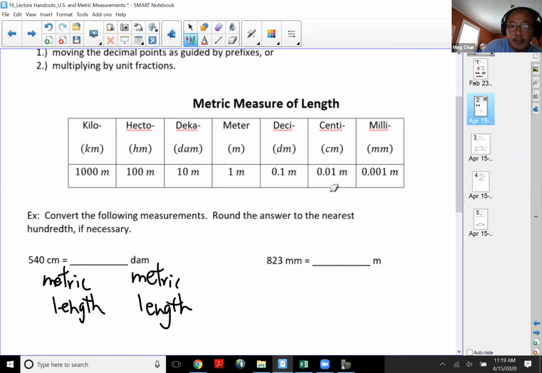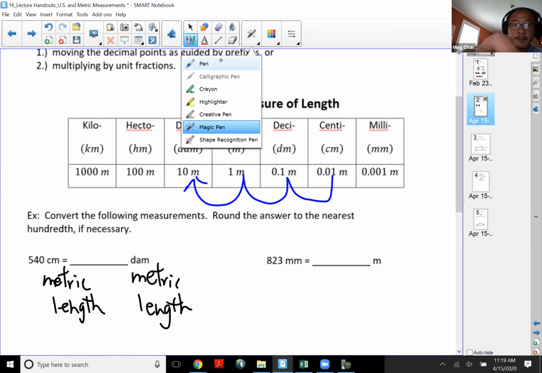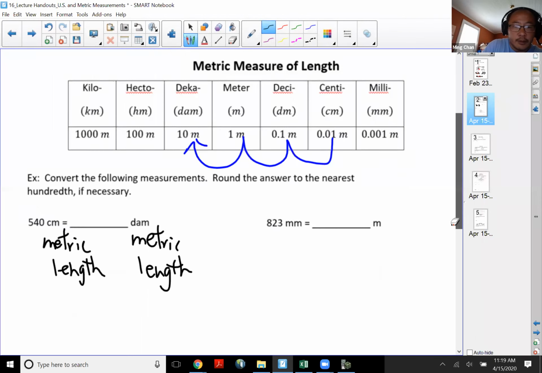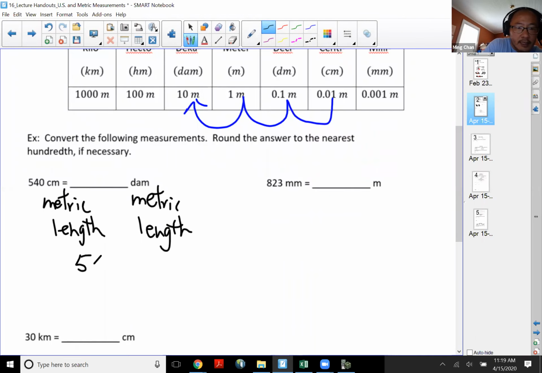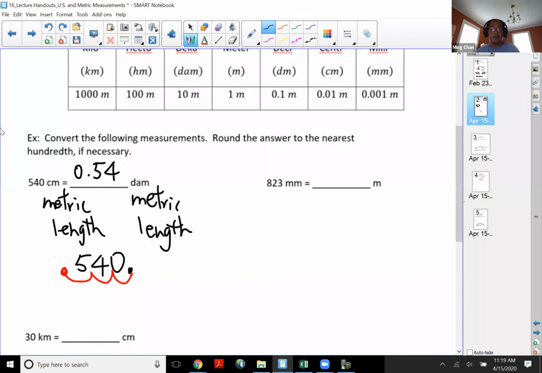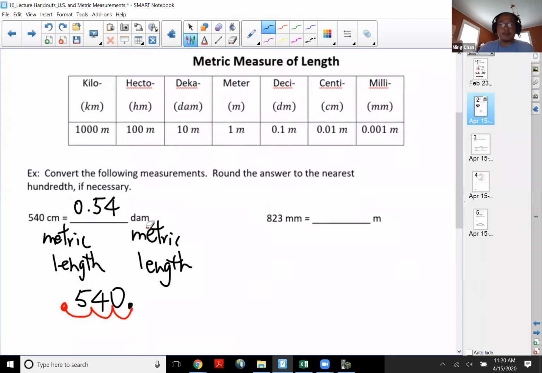from centi to deca. Centi is right here to deca, 1, 2, 3 places to the left. So all we have to do is take the 540, where the decimal is at the end, and move it 3 places to the left. 1, 2, 3, decimals in front of the 5. My answer, 0.54, okay? Decameters. That's all we had to do.